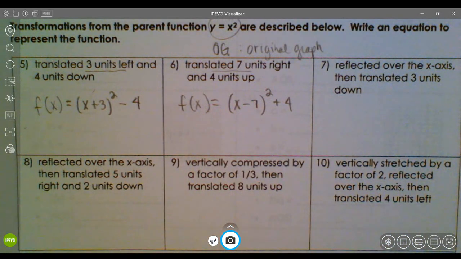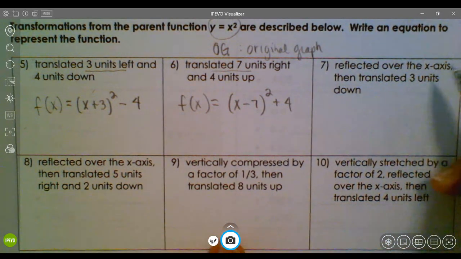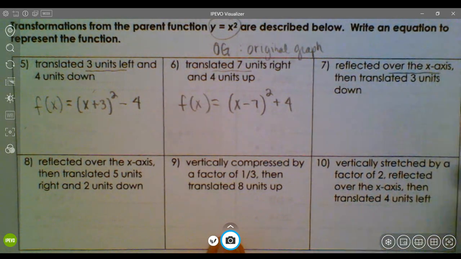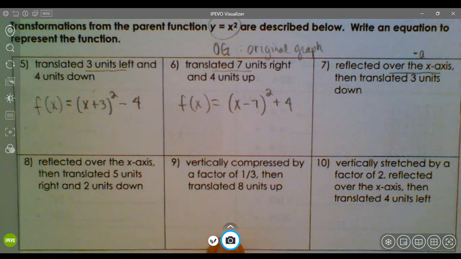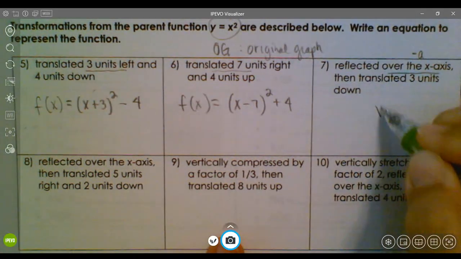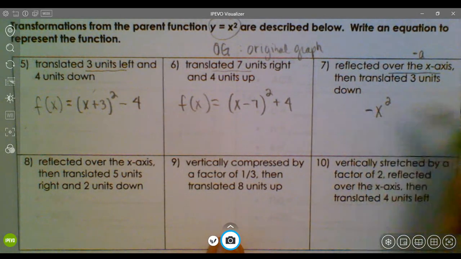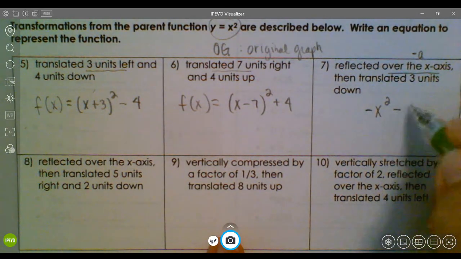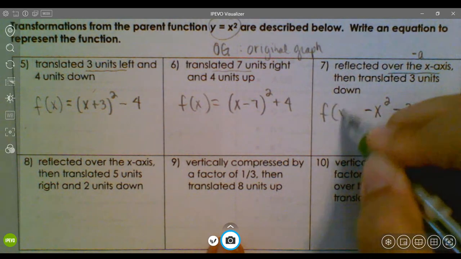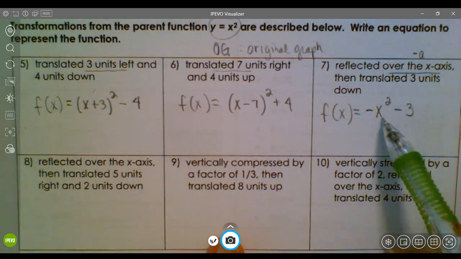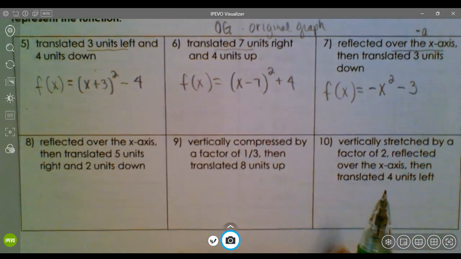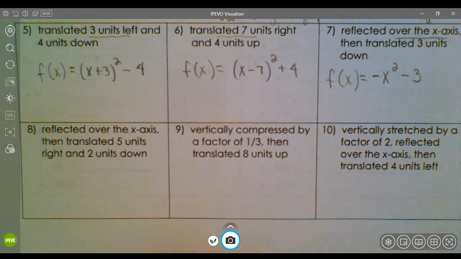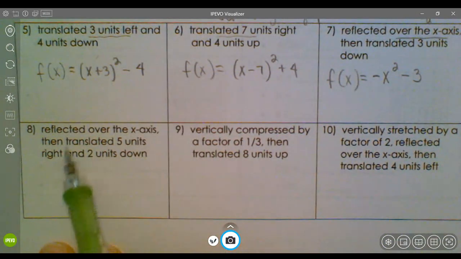Excuse me. Now we're going to reflect over the x-axis. That means that a is negative, so we're going to have a negative number. So we're going to take x squared, we're going to go negative, and then we're going to go 3 units down. Okay? See, we didn't have to go left or right, so we didn't have to do anything to x before we squared it. So that's how I knew to just go straight into the x squared.